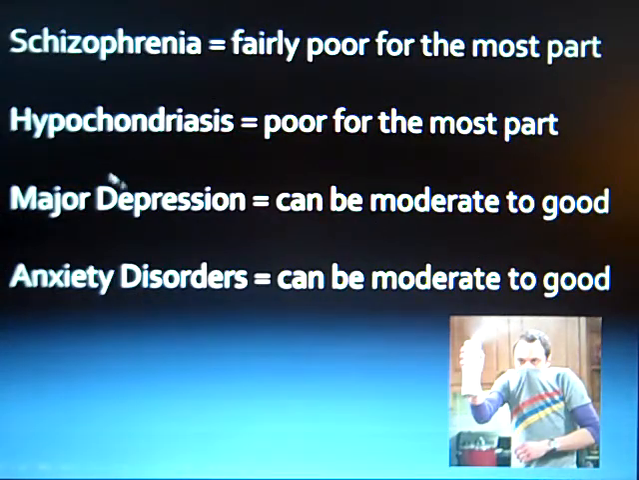Highly recommend it. Major depression can be moderate to even good. With therapy and medications, a lot of people can recover nicely from major depression. So the prognosis for depression would be good. Chances of recovery, in other words, would be good. For anxiety disorders, depending upon the anxiety disorder, can be moderate to good, again. And every disorder has a little bit of a different prognosis or chances of recovery.